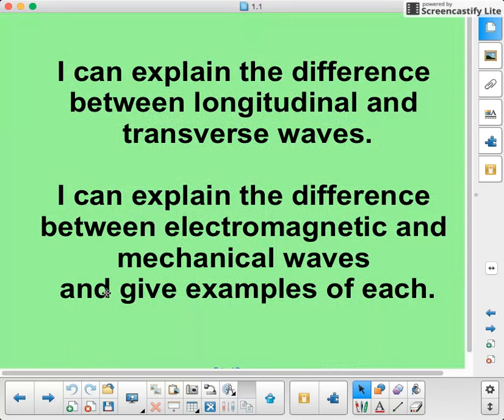You have two learning targets. The first is I can explain the difference between longitudinal and transverse waves. And the second is I can explain the difference between electromagnetic and mechanical waves and give examples of each.